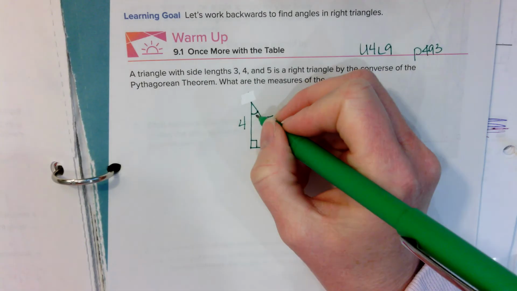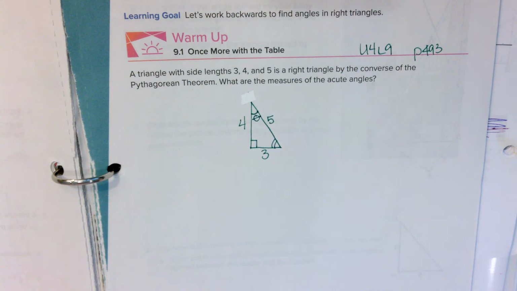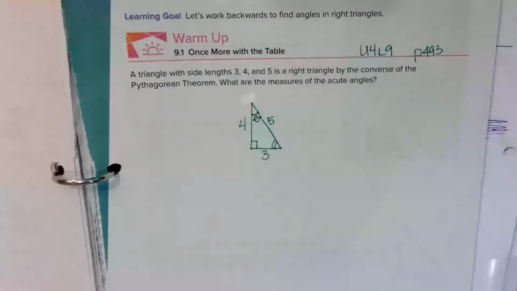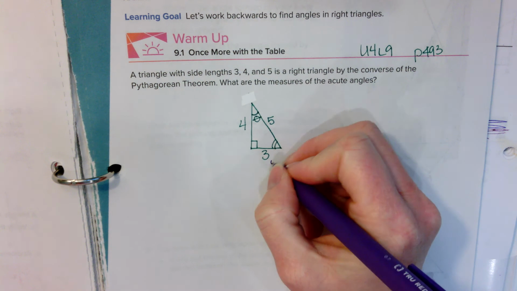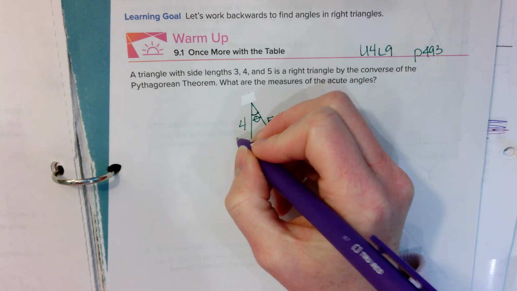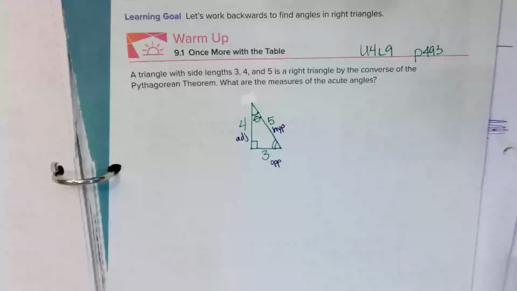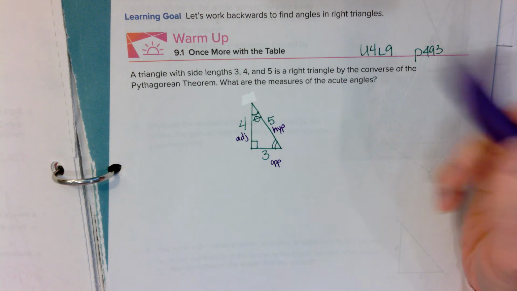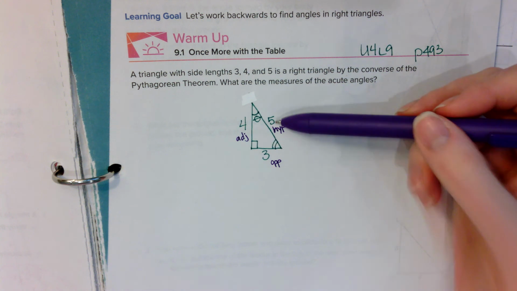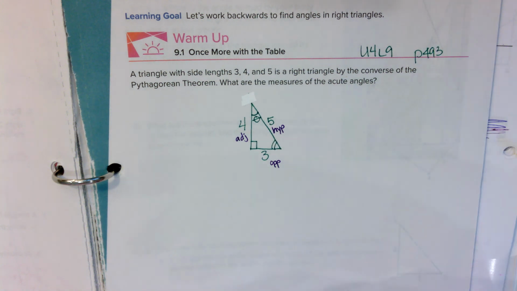So let me put my theta here. I want to find theta. I want to figure out what it is. Well, this would be my side opposite. The 4 would be my side adjacent. And the 5 would be the hypotenuse, the longest side, the one across from the right angle. Since I know the 3, 4, and the 5, all three sides, I can use all three trig functions. This could be a sine problem, a cosine problem, or a tangent problem. It doesn't make a difference.